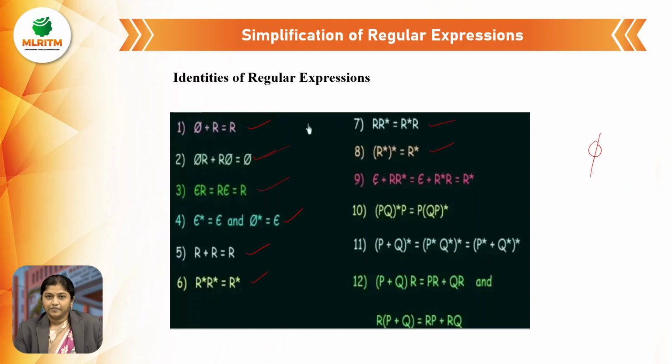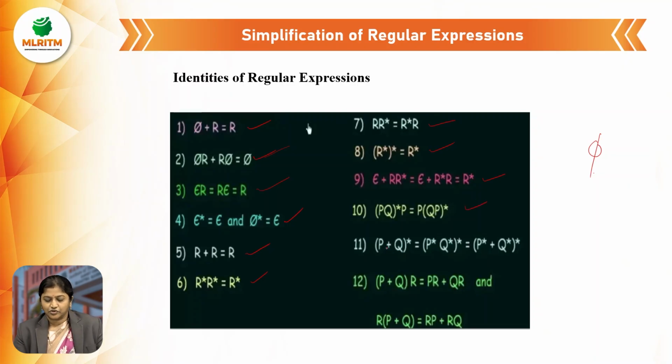Okay, now epsilon plus R into R star is equal to what? Epsilon plus R star R is nothing but equal to R star. Epsilon plus R star is nothing but R star. So (P Q) whole star into P is equal to what? P into (Q P) whole star. Okay, this is one identity.